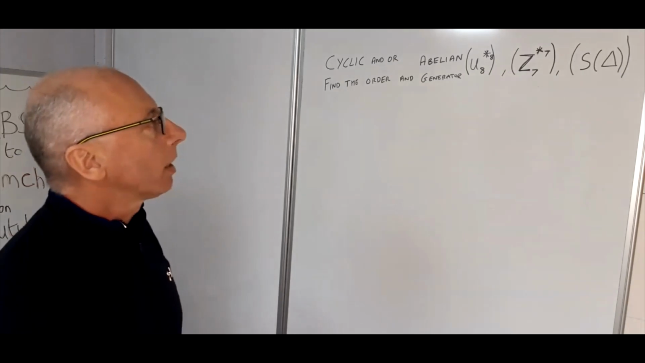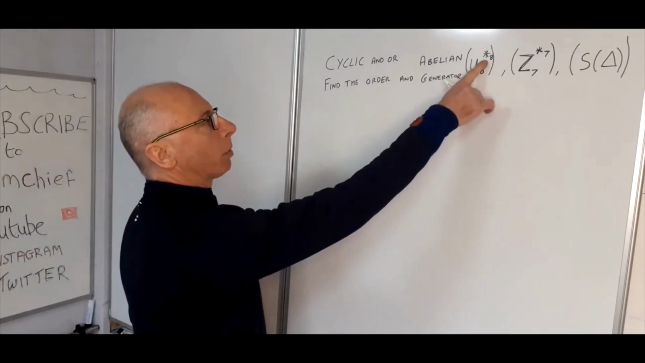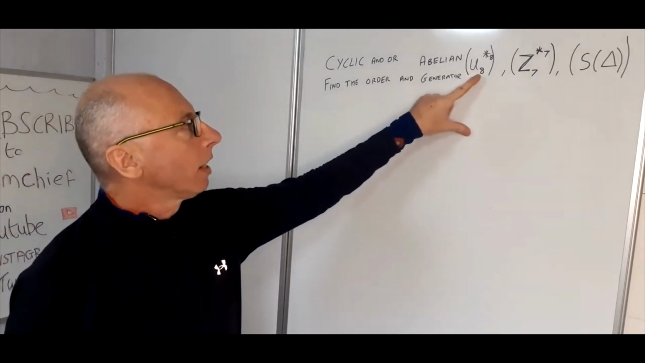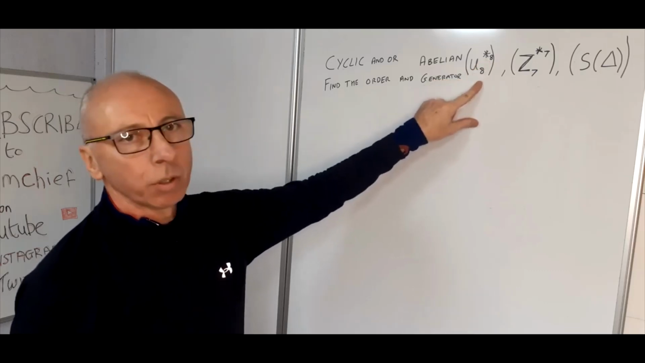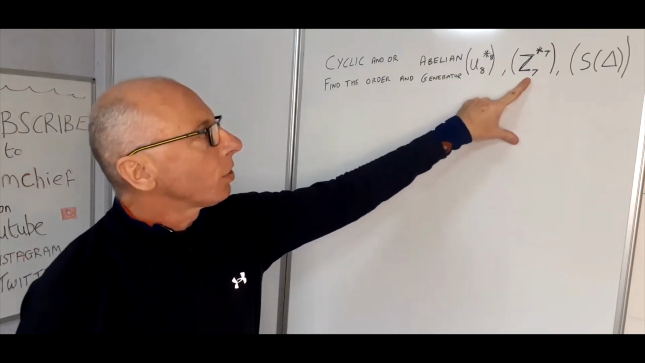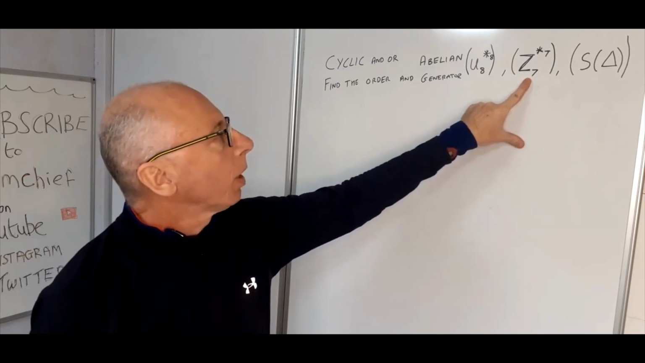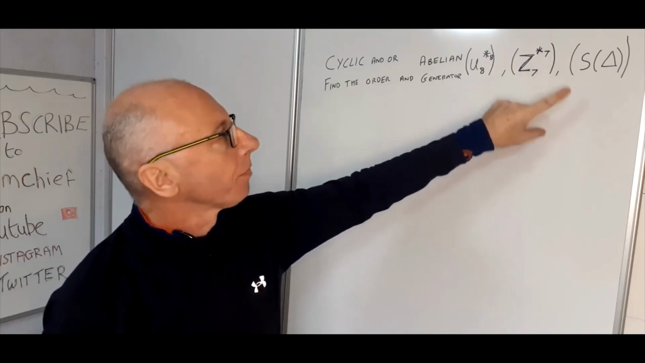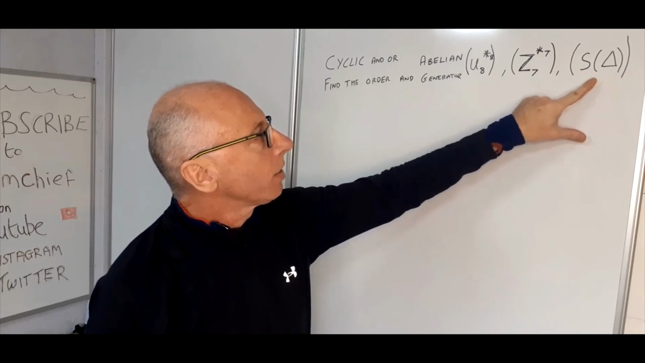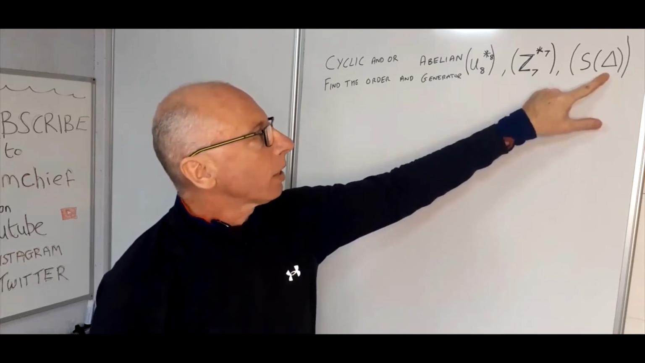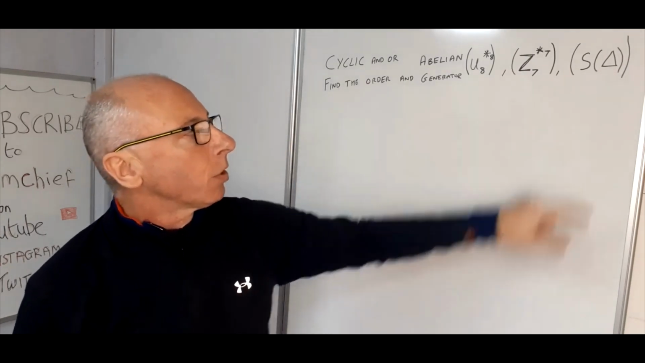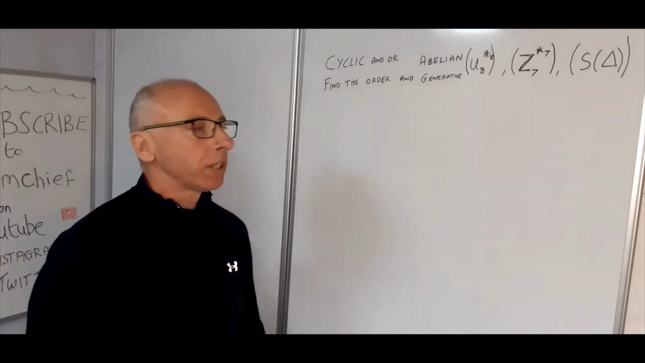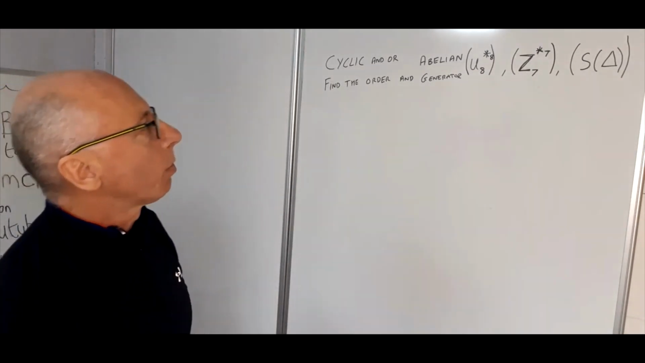So the three groups we've got here are U8 under the operation of multiplication modulus 8. So basically what that means is the numbers that are coprime to 8, and then we multiply them modulus 8 to form a group. This one here is the integers from 1 to 6, and we're going to multiply them by modulus 7. And this one here is a symmetry group, and this is an equilateral triangle. We're going to find out if this one here is abelian or cyclic, and the generator and the order of each element. So let's start off with this one.